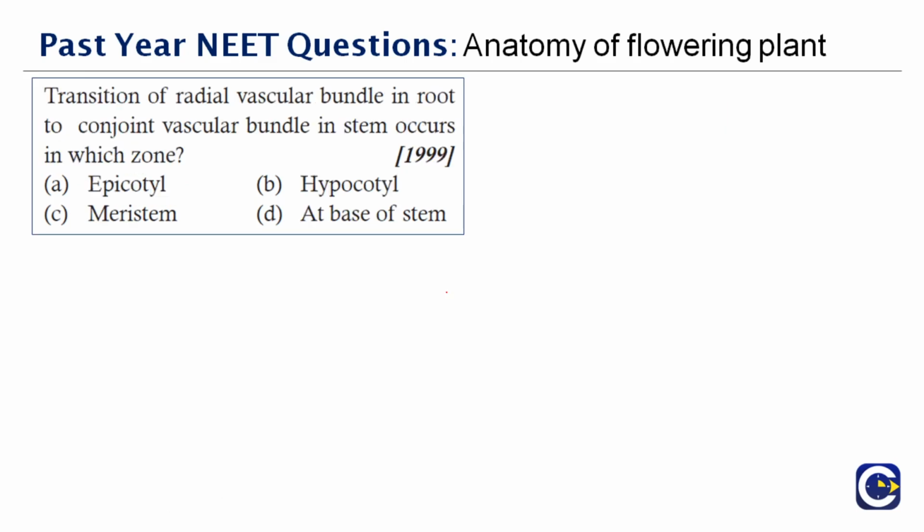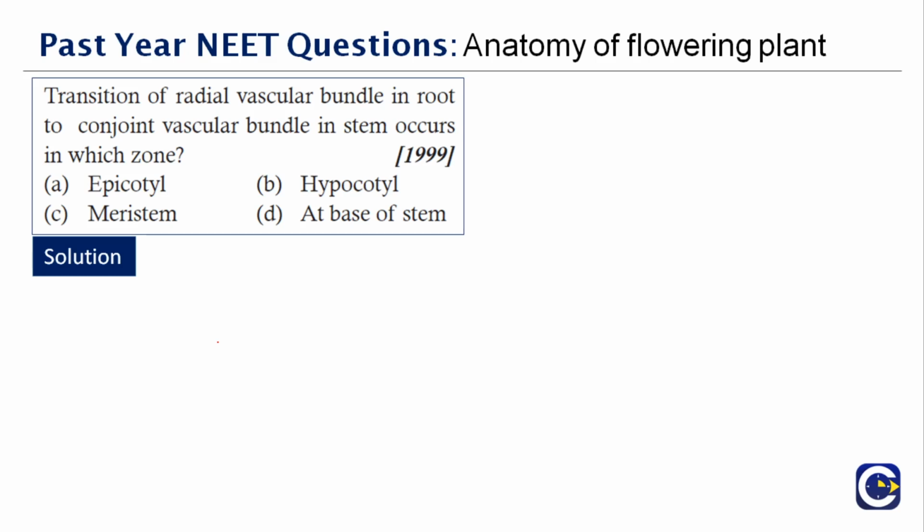Next question here. Transition of the radial vascular bundle in root to the conjoint vascular bundle in stem occurs in which zone? This is quite a question you may not have come across. We'll discuss it. Transition of a radial vascular bundle in root to conjoint vascular bundle will occur in which zone? Hypocotyl zone. Option B is the answer. What do you mean by hypocotyl? Maybe we need to discuss that.